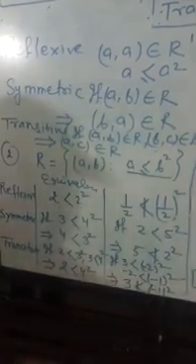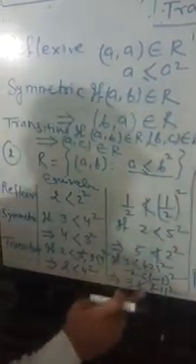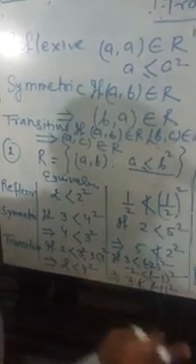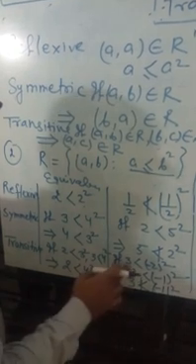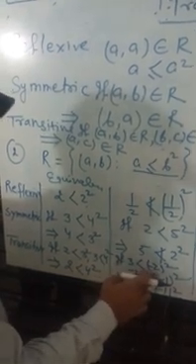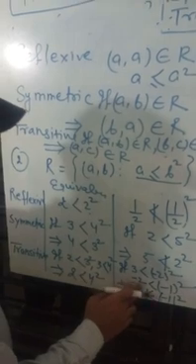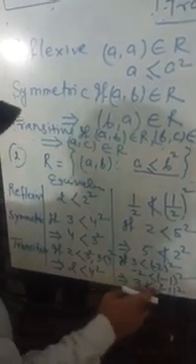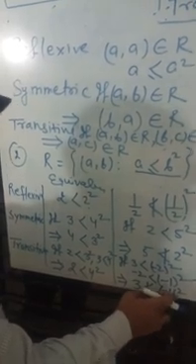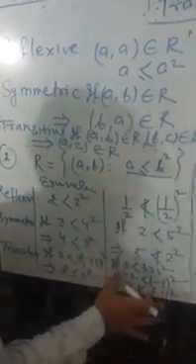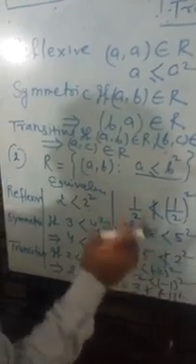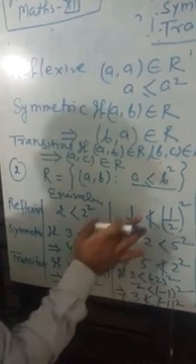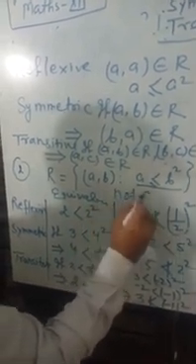So it is not symmetric, not reflexive. In the third case, you have taken 3, minus 2, minus 1. The first two cases must follow the rule of the relation: 3 is less than minus 2 squared, minus 2 is less than minus 1 squared, but 3 is not less than minus 1 squared. So in these three cases, it is not reflexive, not symmetric and not transitive. So it is not an equivalence relation.